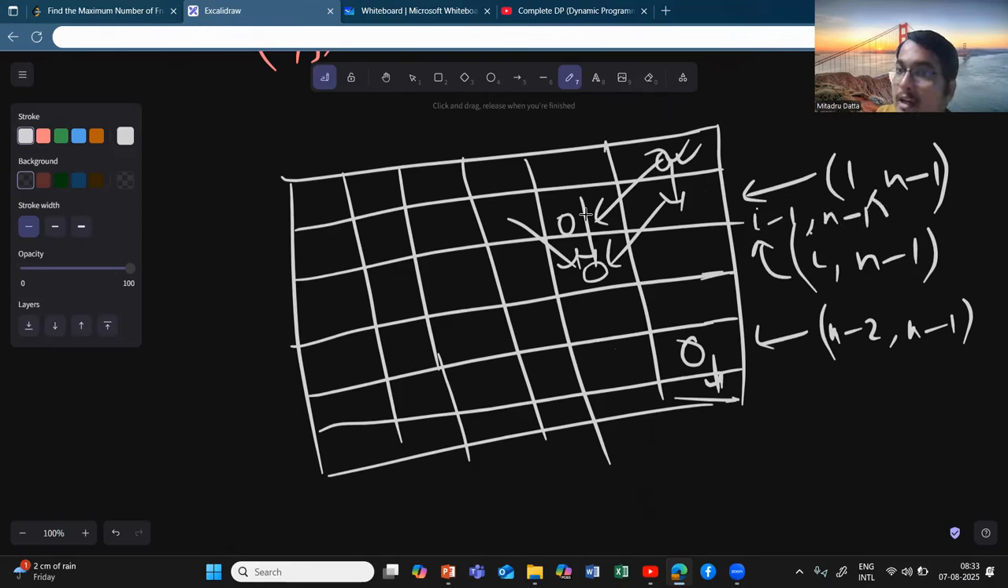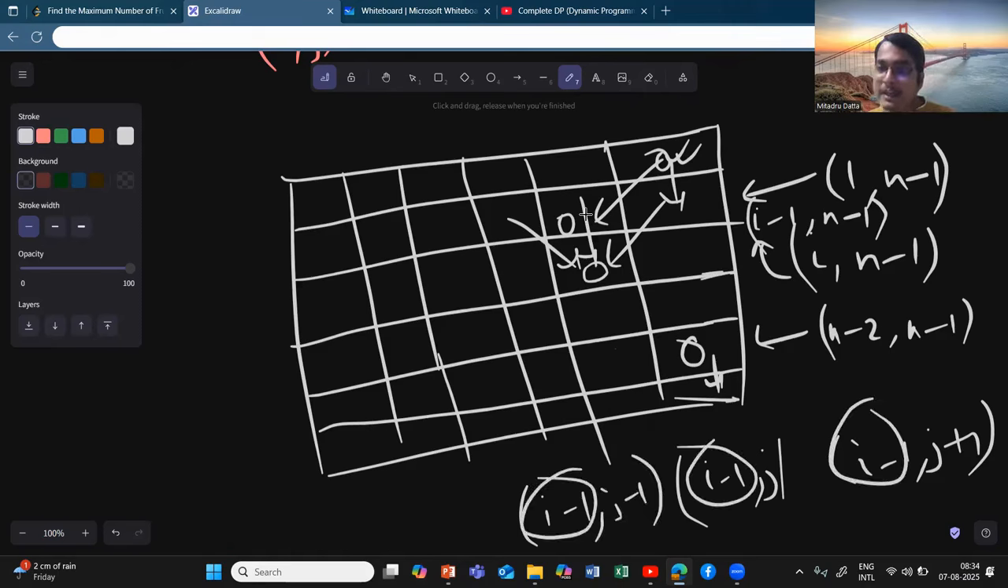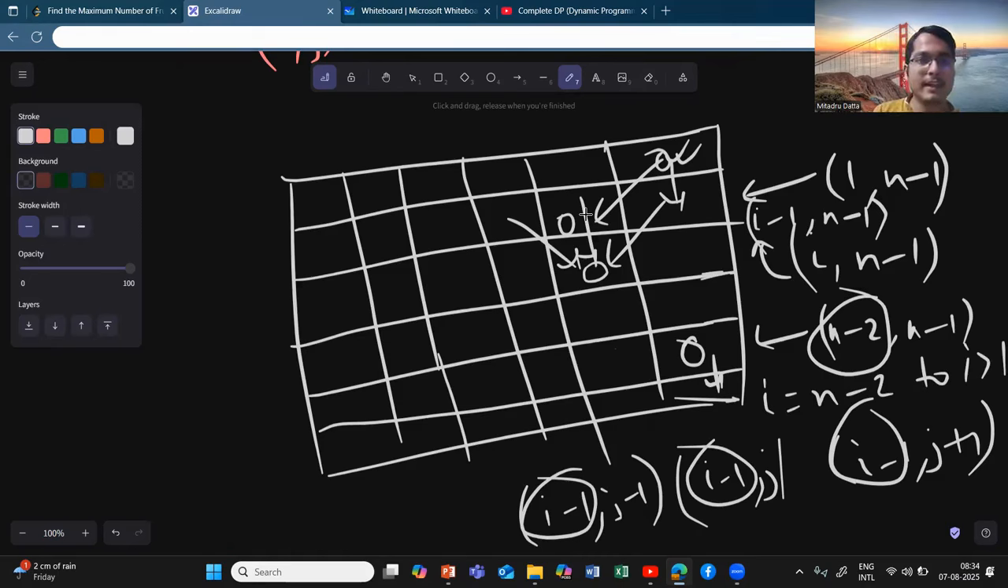Okay, how we are taking care of that, I told you already. I minus 1 j, I minus 1, you are taking care of I minus 1 j plus 1, and I minus 1 j minus 1. So the I minus 1 case you are already taking care of when you are at the I. So I will move from I equals n minus 2 to I greater than 1. I hope you easily get this.